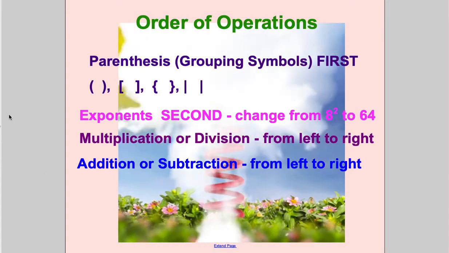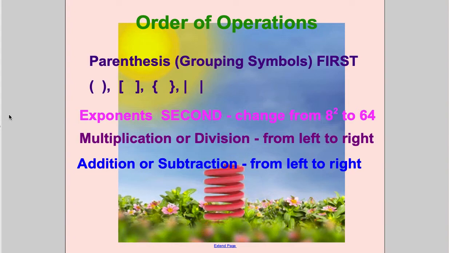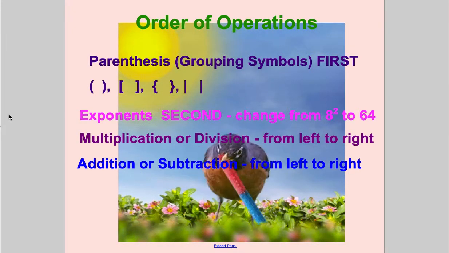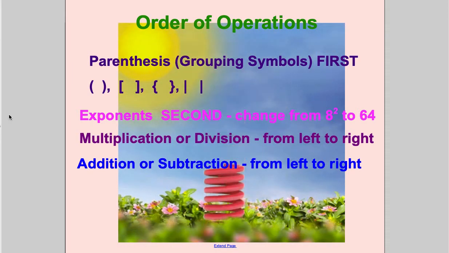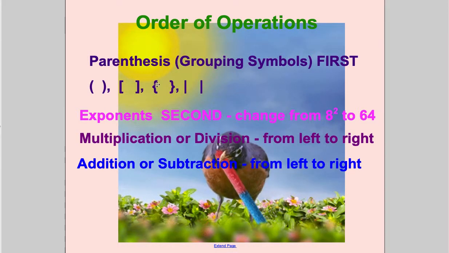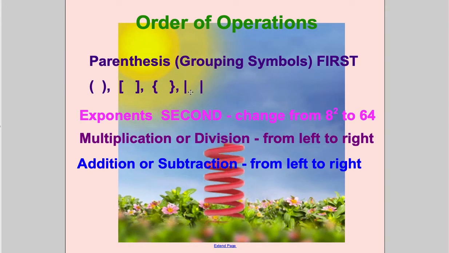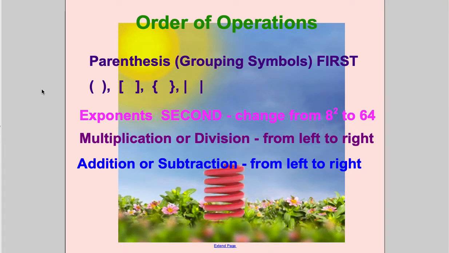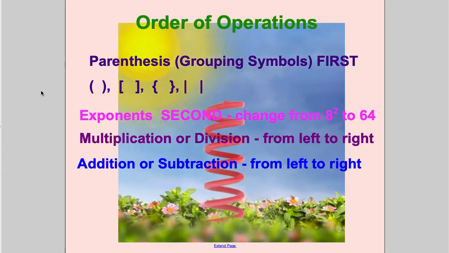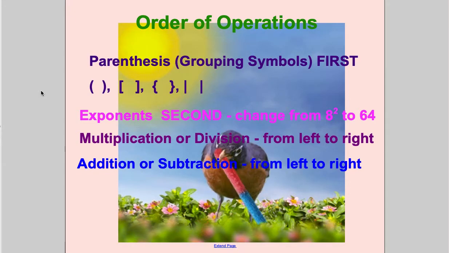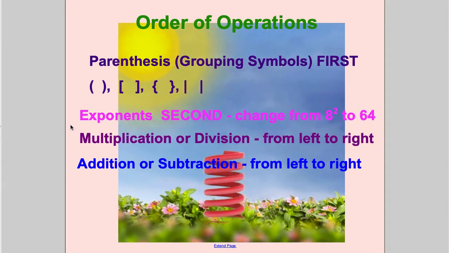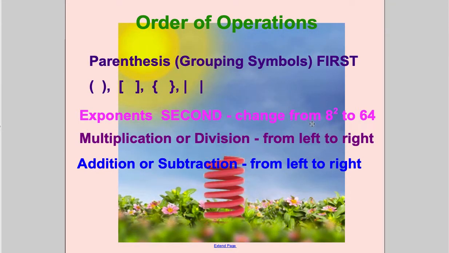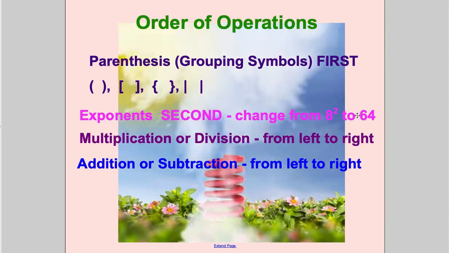Order of operations. First, you want to start with parentheses. Any grouping symbol goes first. You need to look for the parentheses, brackets, absolute value symbols. They are all grouping symbols, and you do those at the very beginning when you are simplifying an expression. The next thing you would do is look for the exponents. That would be the second step, and you would change any exponents into their actual value.